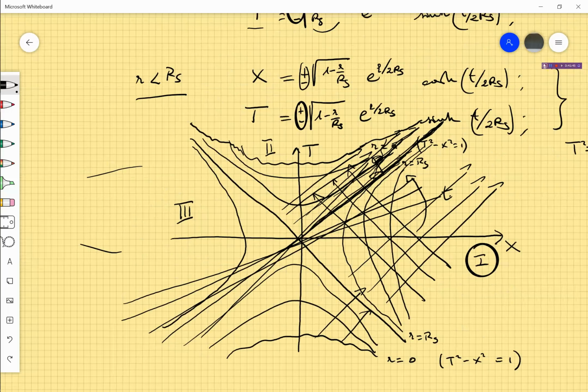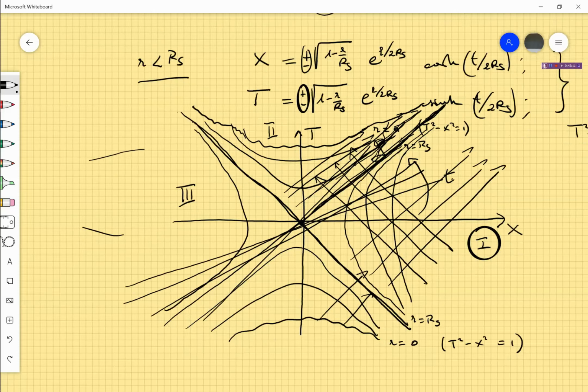The horizon is all this. This is a horizon which is called a bifurcate horizon because it has this place where these two branches of the horizon intersect, which is called the bifurcation surface or bifurcation sphere, because in this case it is a two-sphere. Remember that each point in this diagram is a two-sphere of a certain radius.